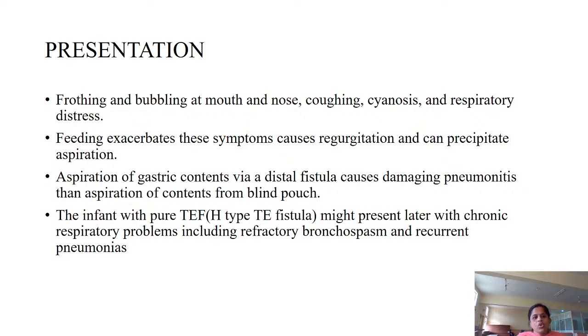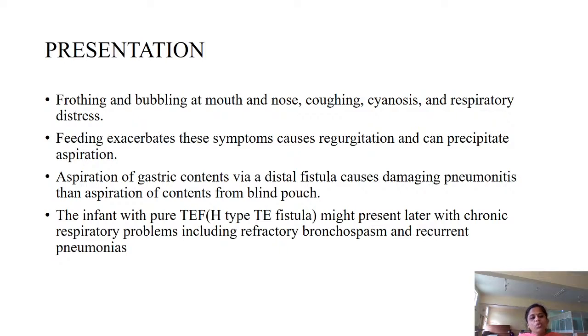So frothing and bubbling at mouth and nose, coughing, cyanosis, respiratory distress. Feeding exacerbates these symptoms and causes regurgitation, and can precipitate aspiration of gastric contents via a distal fistula, which causes more damaging pneumonitis than aspiration of contents from the blind pouch. So what they are saying is aspiration of contents from the distal fistula, which is connecting to the trachea, will cause pneumonitis because it is in continuity with the trachea. So it is better to aspirate from the blind pouch.